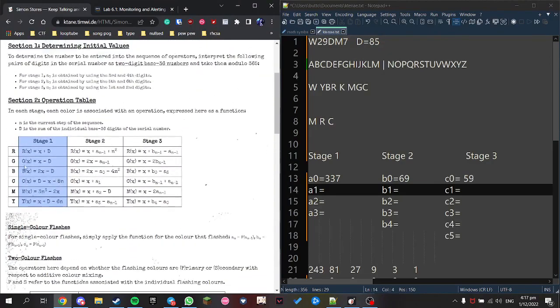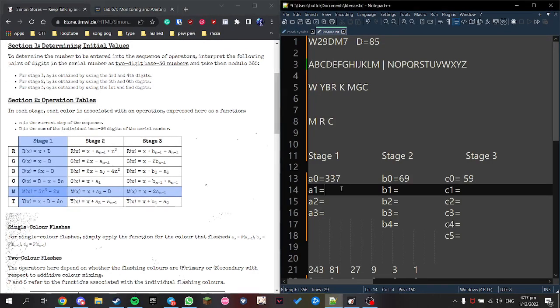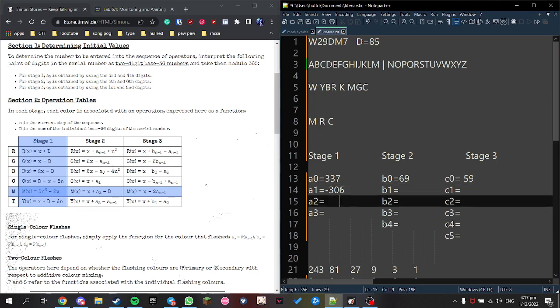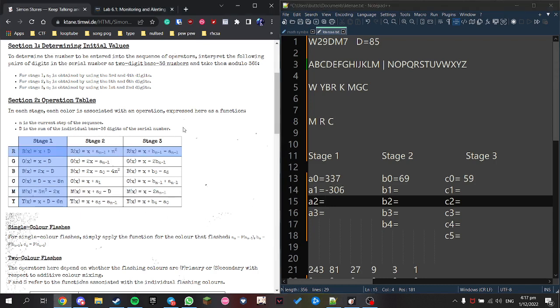Okay. All single colors, so magenta. So magenta will be 3n cubed, so n is 1, so 3 minus 2x, so 2 times 337. So that's negative 671. Then we just plus 365 to that, so it'll be negative 306. Okay, so now A2 is red, so that's negative 306 plus our D, which is 85, so negative 221.